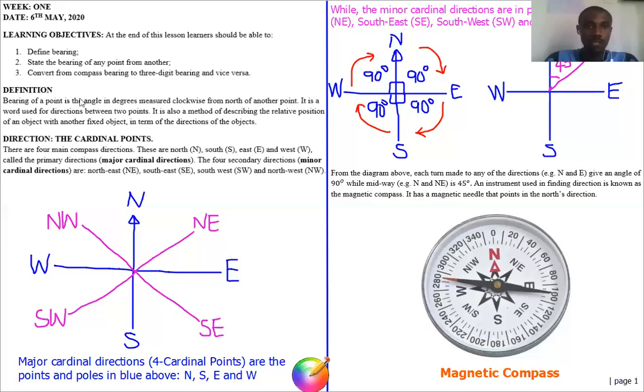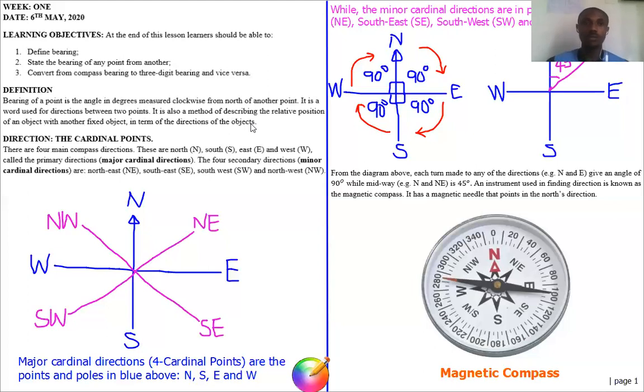We also talked about the definition of bearing. Bearing of a point is the angle in degrees measured clockwise from north of another point. It is a word used for directions between 2 points. It is also a method of describing the relative position of an object with another fixed object in terms of the directions of the objects.